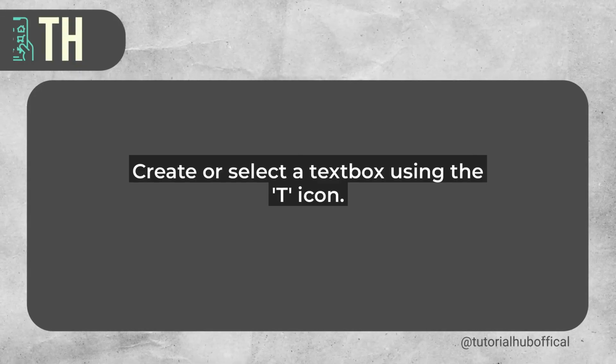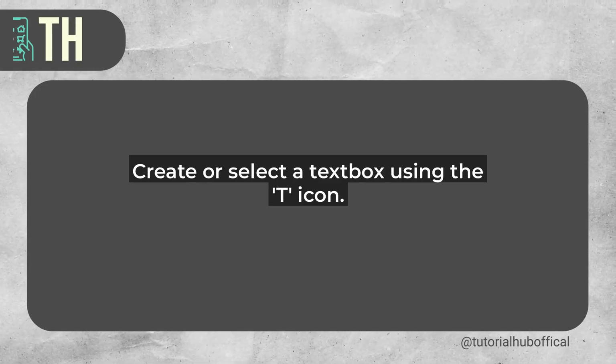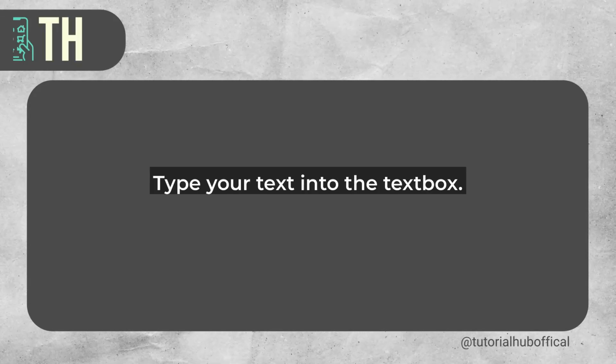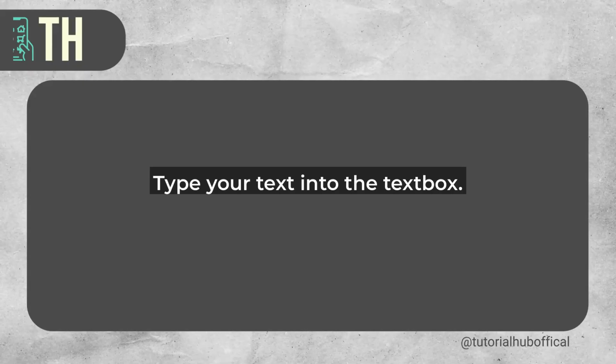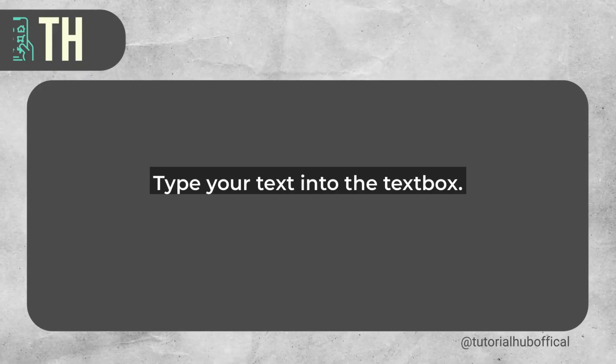Let's jump right in. First things first, open up your Figma file and select the frame or artboard where you want to work. If you don't have a text box yet, go ahead and create one by clicking the T icon in the toolbar and drawing a box on your canvas. Now, type in some text to fill it up.